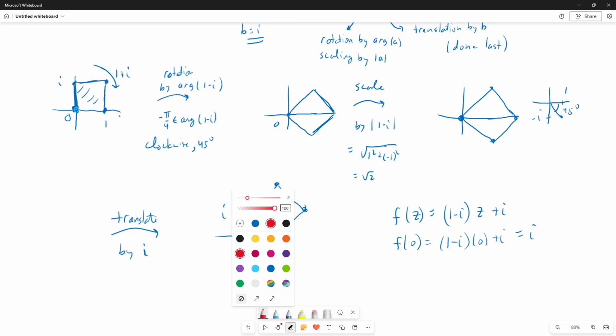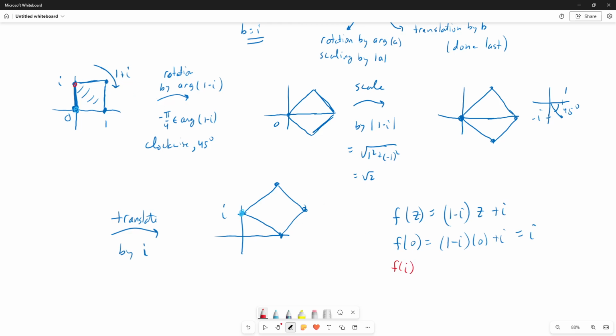And now let's try f of i. That's this point here in red. Where did that go? That's (1 minus i) times i, plus i, which is i minus i squared, which is positive 1, and then plus i. So that's 1 plus 2i. So this point got mapped to this point.